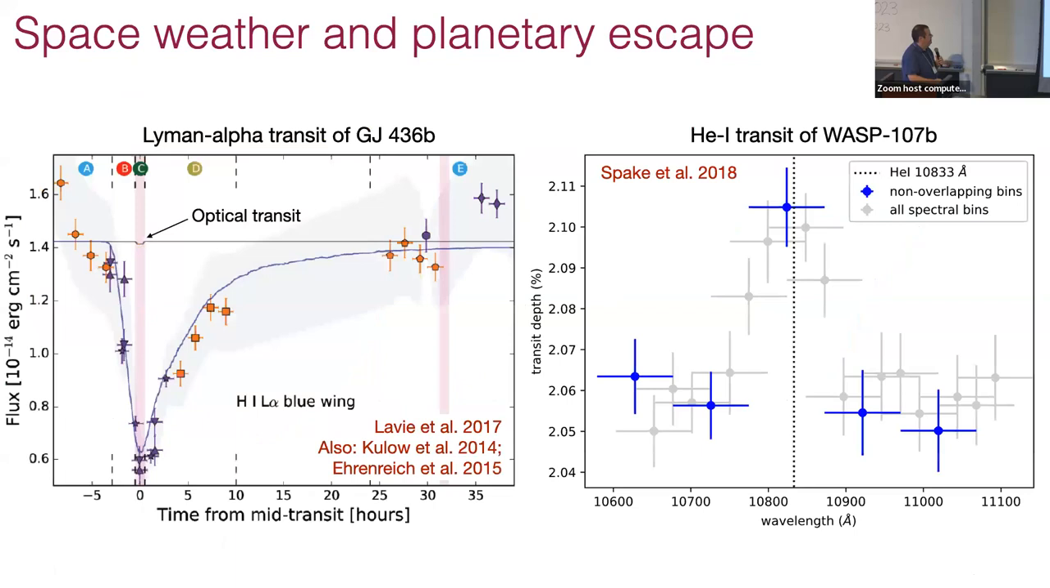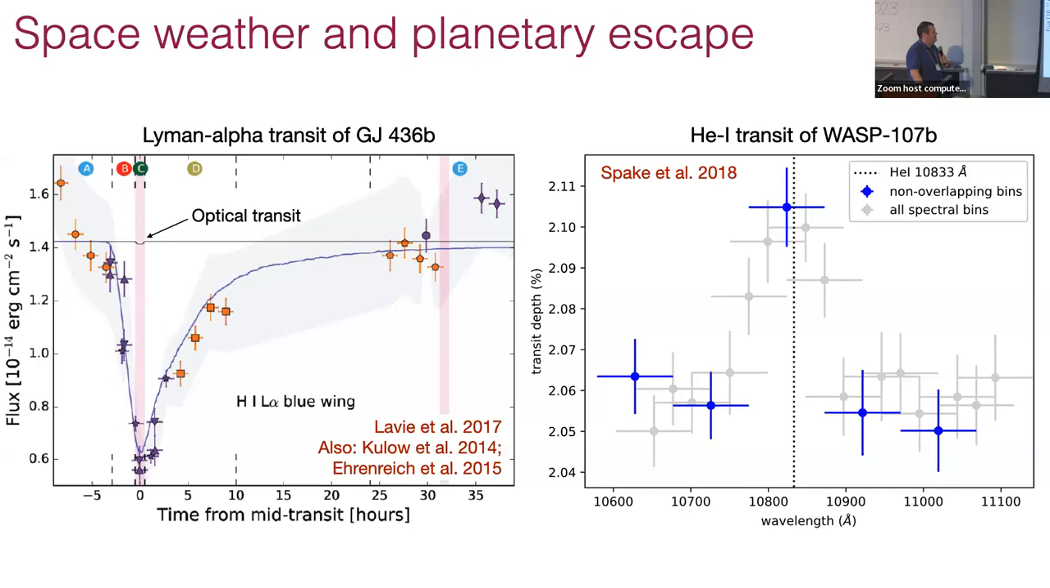This is GJ436b. This is a warm Neptune orbiting around a low mass star. And the optical transit is this tiny bump up here. And when you look in Lyman alpha, you see this incredible long transit here. And what we believe is happening here is the stellar wind is injecting into the planet's atmosphere, ionizing material and causing the planet to have a huge amount of mass loss and escape, planetary atmospheric escape.